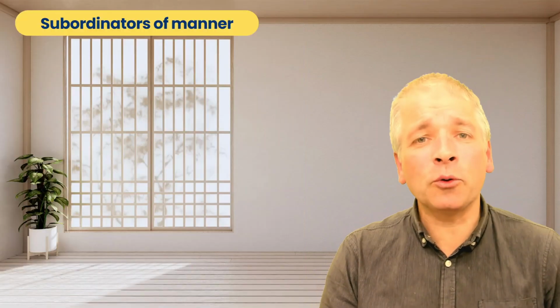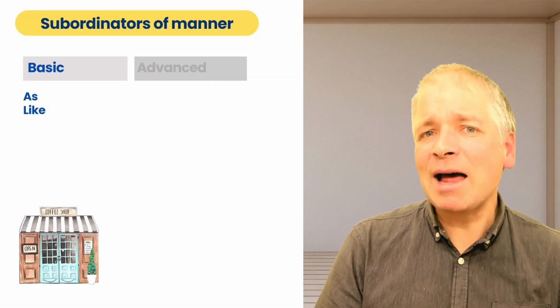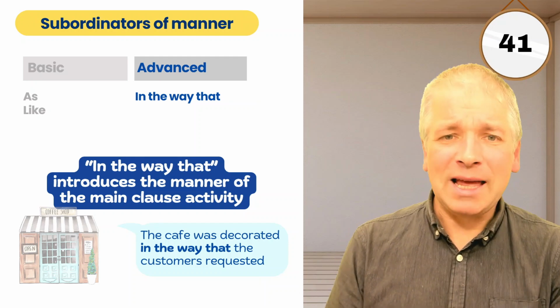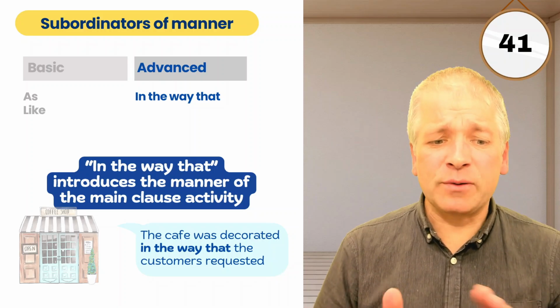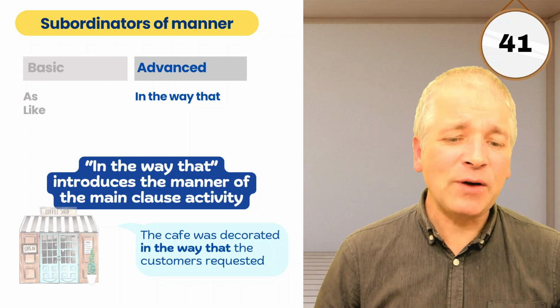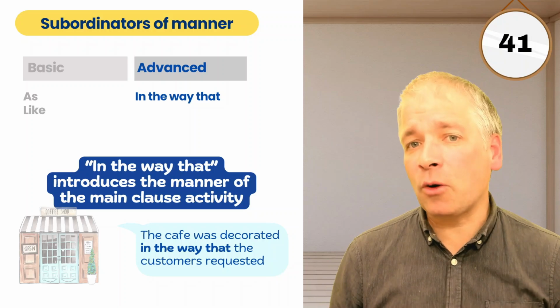Let's move on to subordinators of manner. And subordinators of manner include as and like, but an advanced subordinator of manner could be in the way that. And in the way that introduces the manner of the main clause activity. The cafe was decorated in the way that the customers requested.